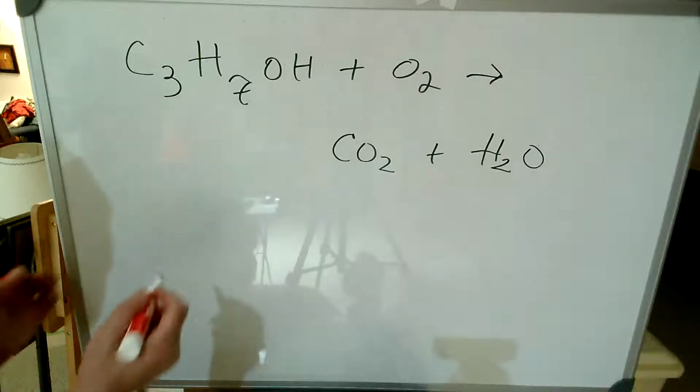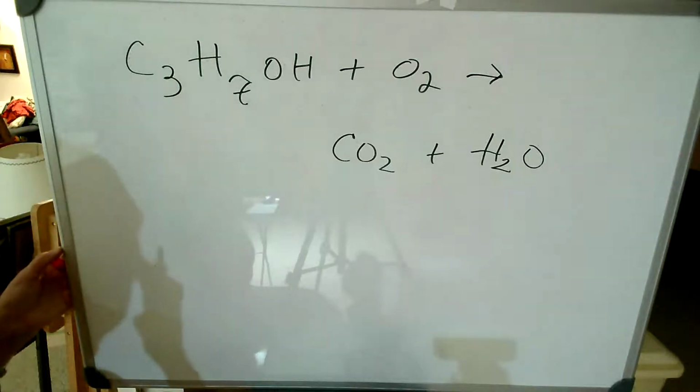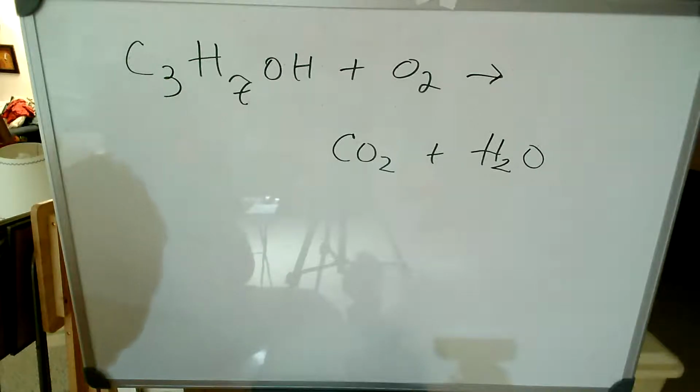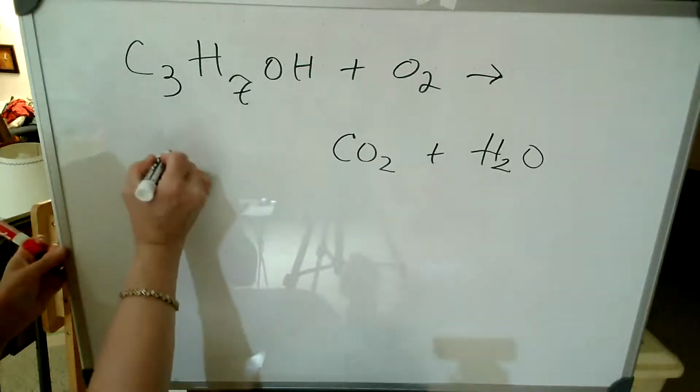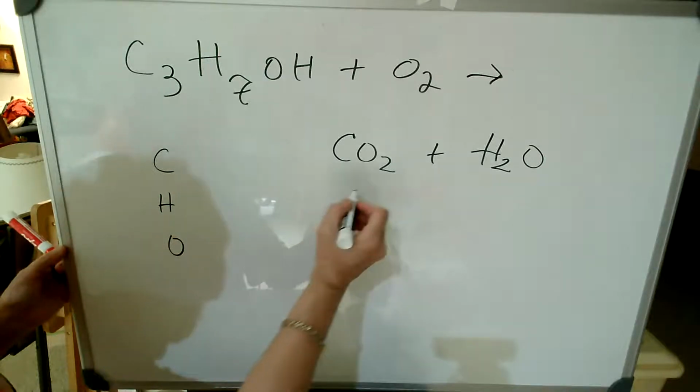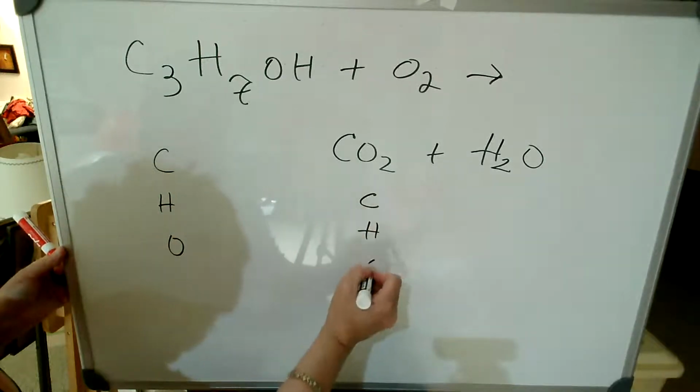So what we're going to do is react it with oxygen. It's going to burn. It is a flammable substance. And again, the same two products each and every time, carbon dioxide and water. All right, so what we're going to do is tally everything up. So we have C, H, and O, C, H, and O.